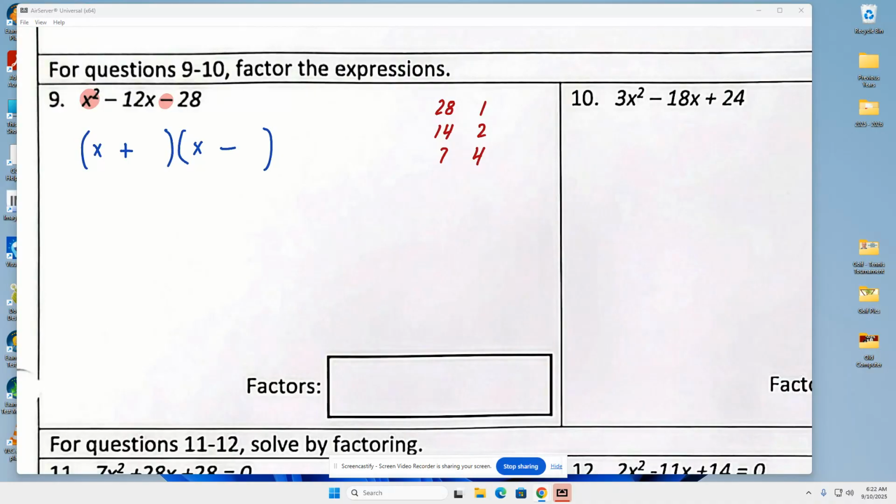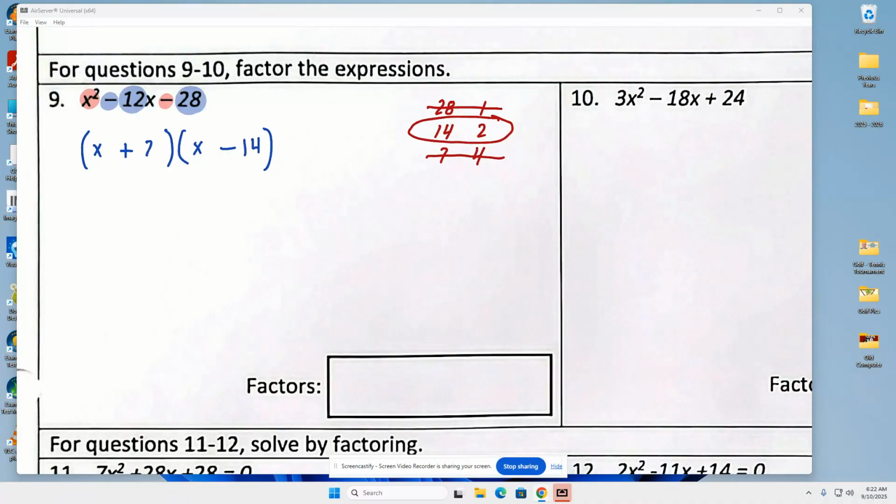So how do I know which one it is? Well, remember, because these signs are opposites, they're working against each other. So we were looking for the 2 numbers that multiplied to get 28, but had a difference of 12. Well, 28 and 1, that's not it. 14 and 2 has a difference of 12. It's that. These have a difference of 3. It's not that. So it is 14 and 2. So my last thing is, what sign dominated the middle? Negative. Negative has to go with my bigger factor. Which one's bigger? 14. So it had to be x minus 14.